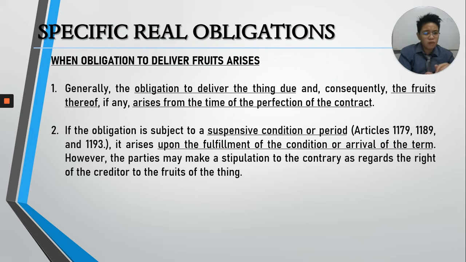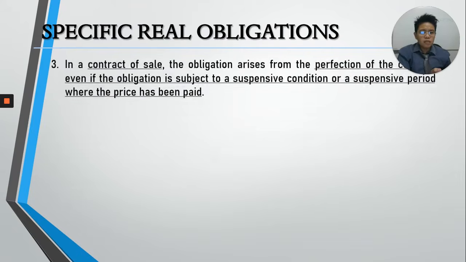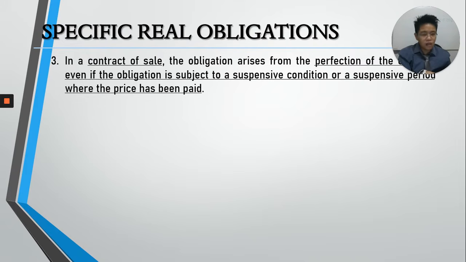Just remember, with a suspensive condition, once the condition happens, there will be an obligation to deliver the fruits. With a suspensive period, once the period arrives, there will be an obligation to deliver the fruits. What else? Number 3, in case of a contract of sale, remember, the obligation arises from the perfection of the contract, even if the obligation is subject to a suspensive condition or a suspensive period, where the price has been paid.